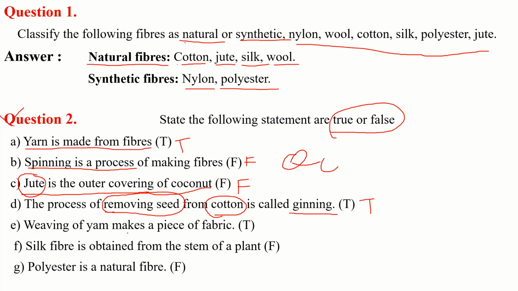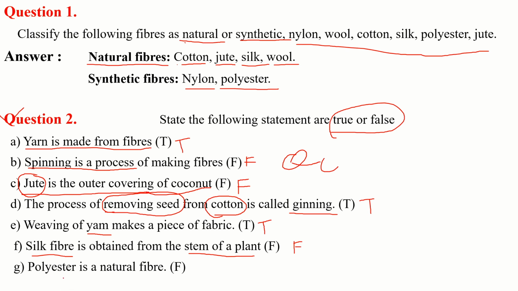Fifth statement: weaving or knitting makes a piece of fabric. Yes, we have seen the two processes, weaving and knitting. Knitting and weaving are two processes where yarn is made into a piece of fabric. So the statement is true. Next, the sixth statement: silk fiber is obtained from the stem of plants. No, we won't get silk from the stem of plants. It is a natural fiber, but we won't get it from the stem. So this is a false statement.